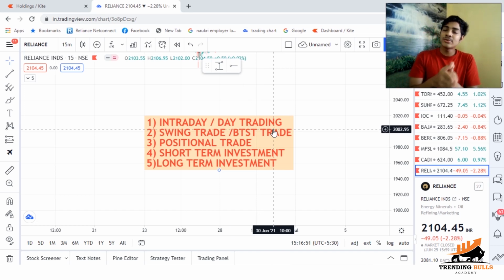So why do we do this buy today, sell tomorrow trade? It is because, let's say today you bought some shares of a company, and today your target is not achieved. So what you do is you carry your position to the next day, so that your target will be achieved the next day or after 2 days. So that's why you do swing trades.